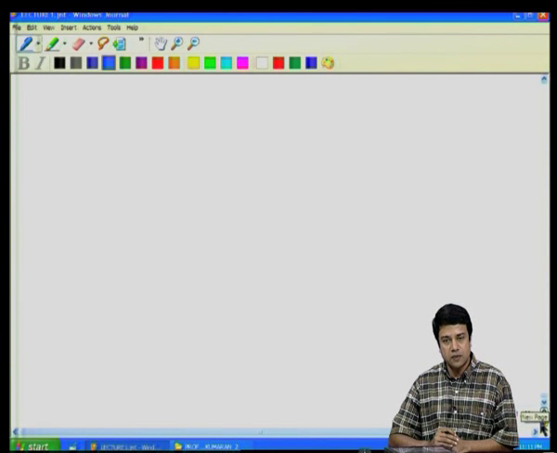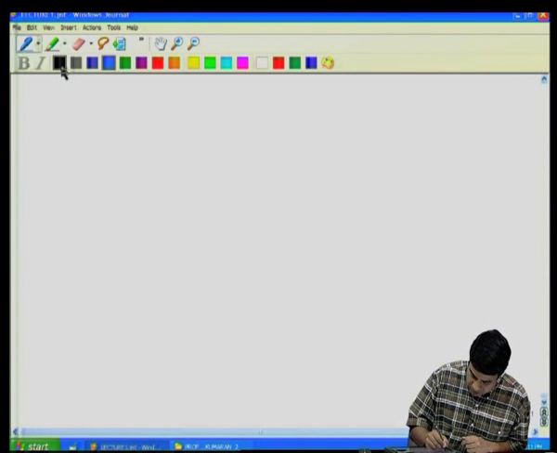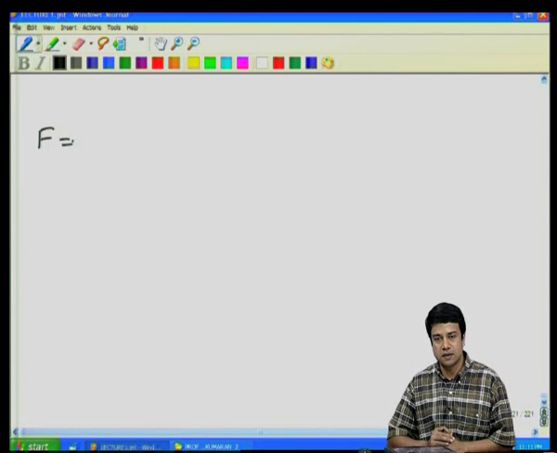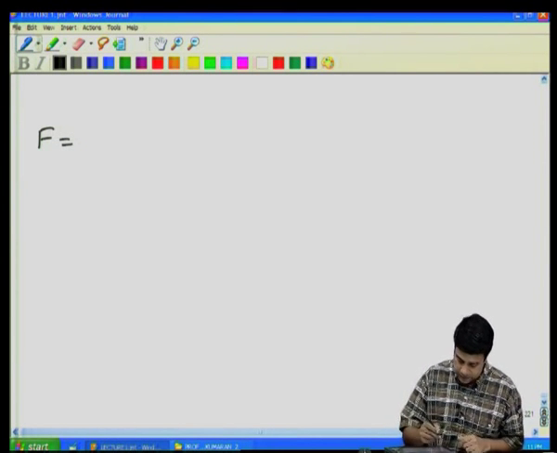Let us look at a slightly more complicated form of this function. I will just write down the function first, and then we can discuss what it exactly means.